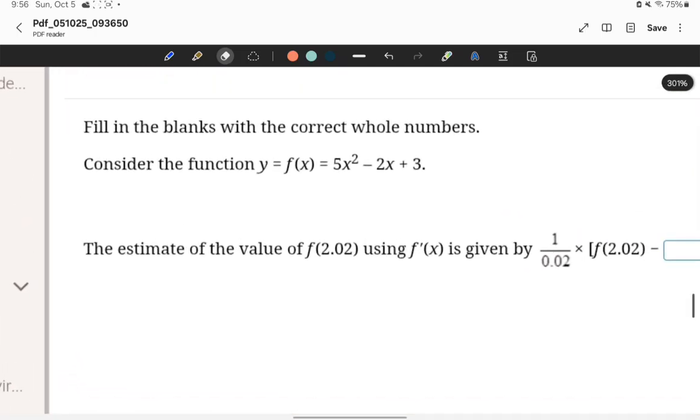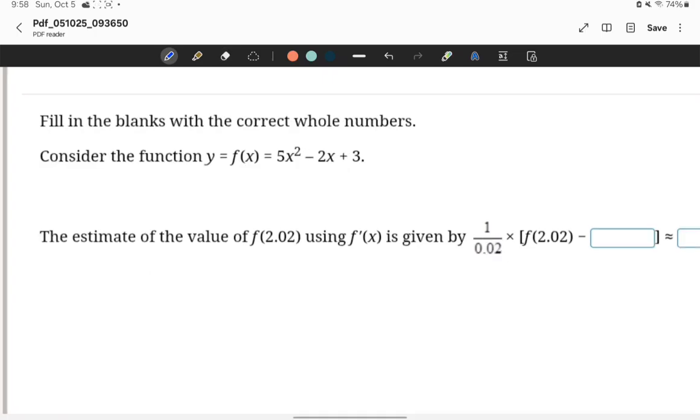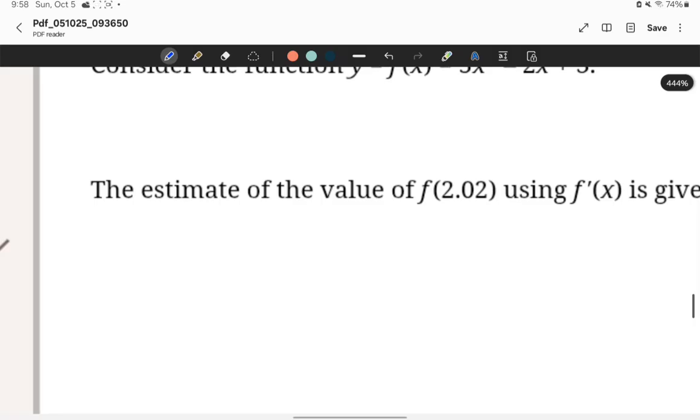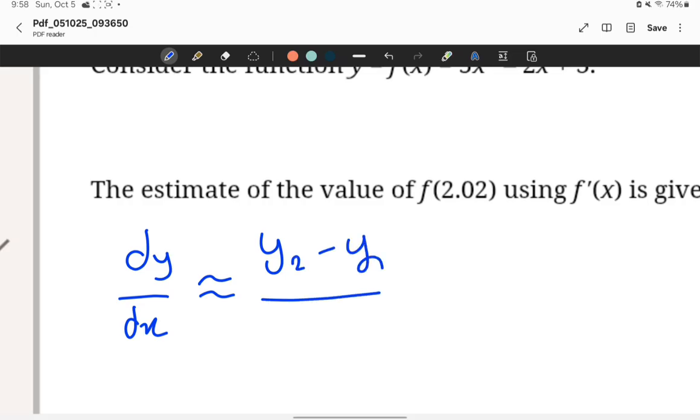Okay. First thing you should know is that when you have an estimate question, number 2, they give you a function, they want the estimate of the value of f(2.02). When they give you an estimate question, you should know that the derivative, dy/dx, is going to be approximately (y2 minus y1) over (x2 minus x1).